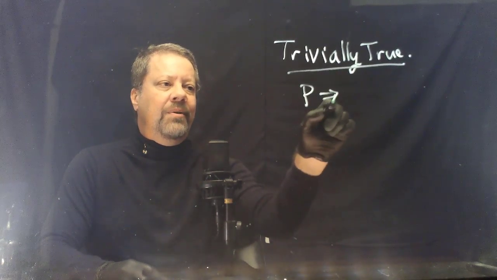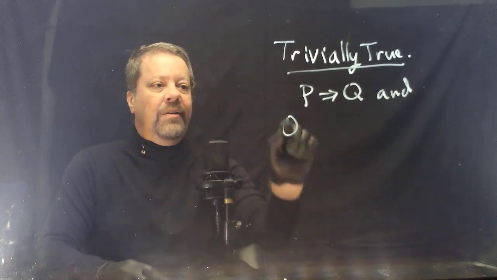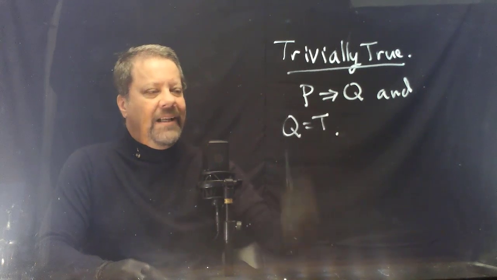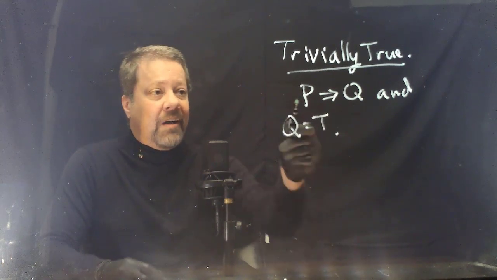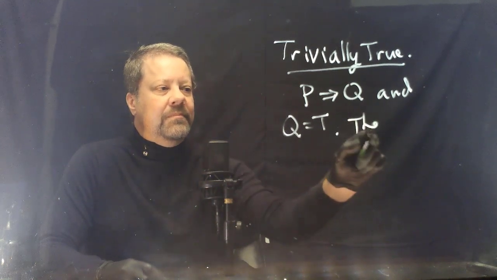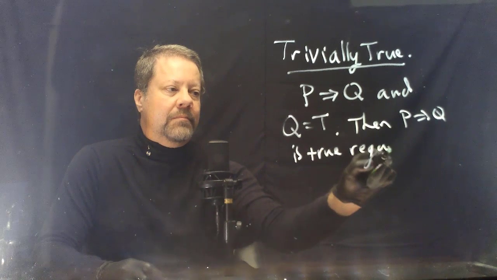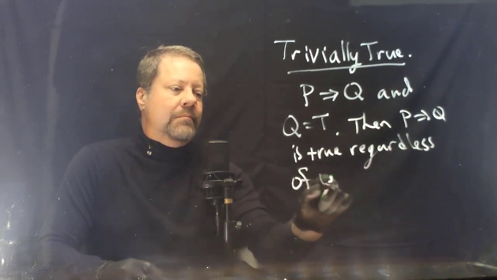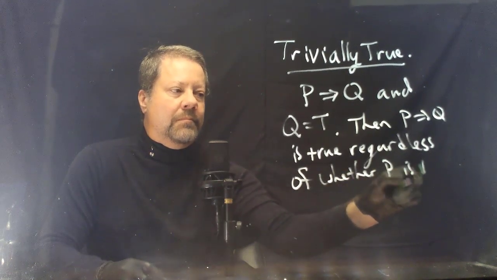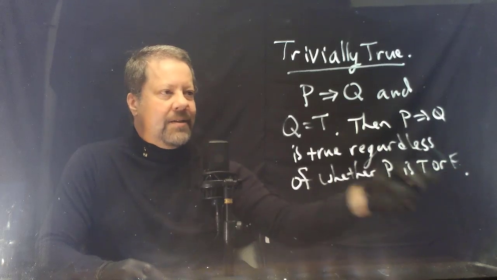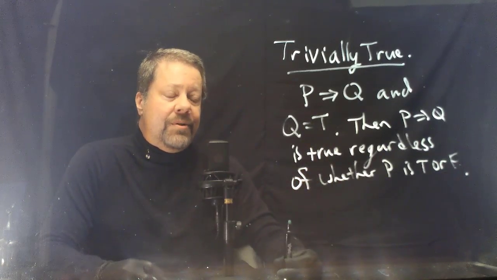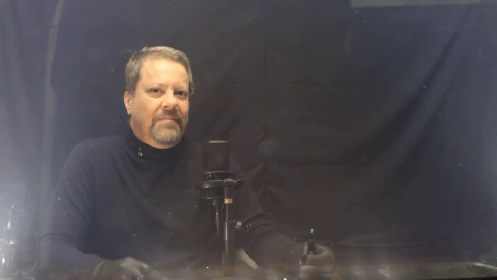When is a theorem trivially true? Suppose you have P implies Q, and Q is true. Well, anytime Q is true, then P implies Q will be true regardless of whether or not P is true. So if you have some implication and you know the conclusion is true, then the theorem is trivially true. Let me give you a classical definition of what we mean by an open set in the real numbers.